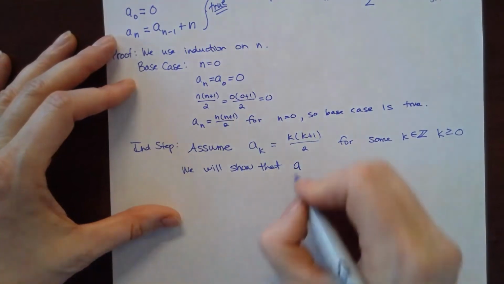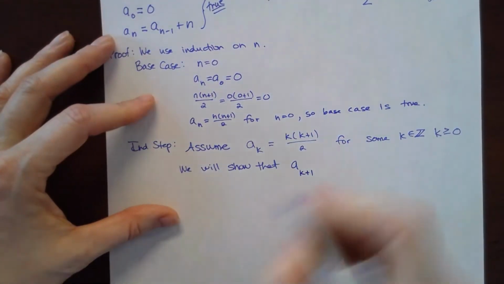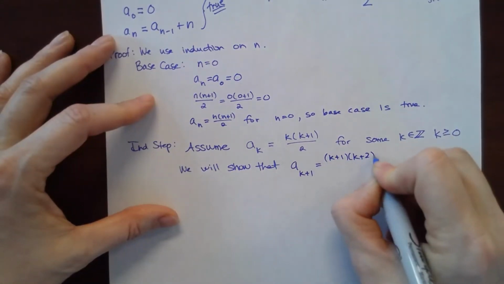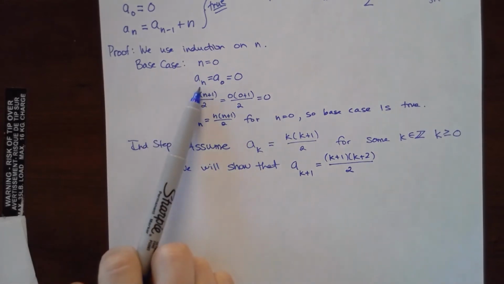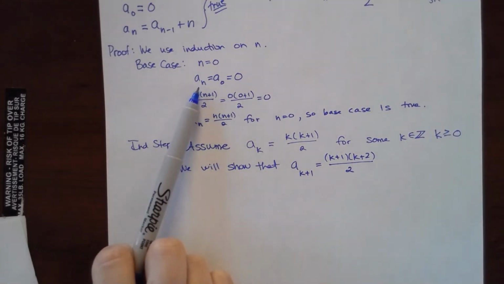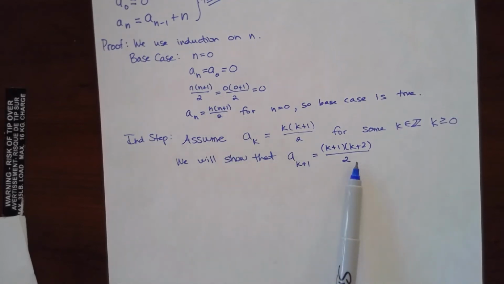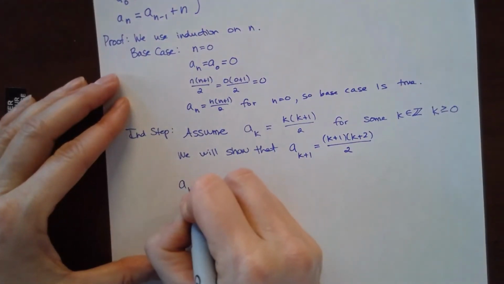So I'm going to show that if this is actually true, then when we go to the next one, a sub k plus 1, and substitute k plus 1 in everywhere, that will be true. So once again, just like I did before over here, I've got to go to both sides of the thing that I'm trying to prove. I've got to go to the left side, okay? And I'm going to see if I can transform the left side into the right side to show that they're equal. So I'm going to look at the left side, a sub k plus 1.